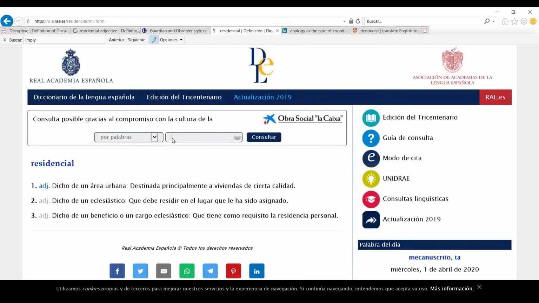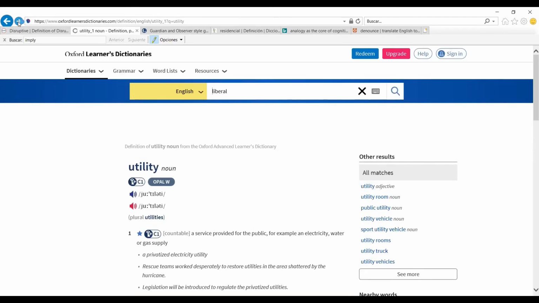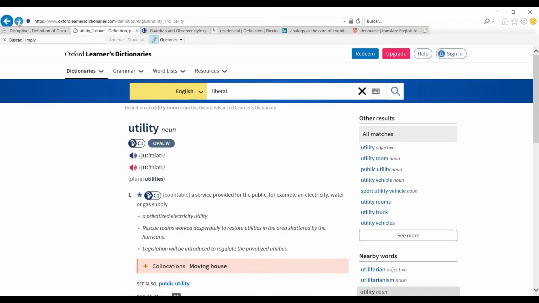Y si buscamos residencial, está bien, es un área urbana, pero destinada principalmente a viviendas de calidad, whereas in English, residential has to do with a place suitable for living, right, where houses are rather than factories or offices. Clearly, that's a huge difference between Spanish and English. I remember quite well, that's why the next word is utility. Several years ago, utility is another false friend, by the way. It's a service, lo que nosotros llamamos el servicio de gas, de electricidad y de agua.